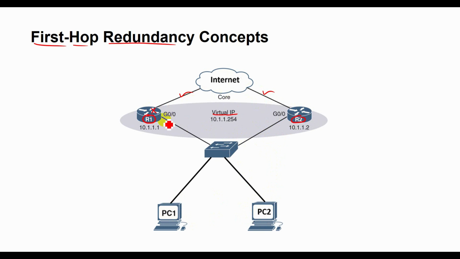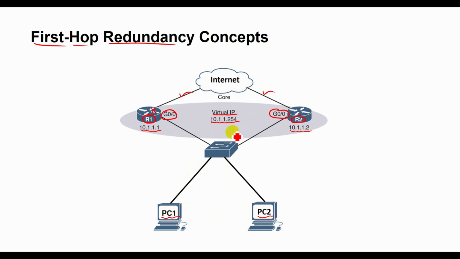In the topology, the Gigabit Ethernet 0/0 interfaces on router 1 and router 2 are configured with the IP addresses 10.1.1.1 and 10.1.1.2, which are in the same subnet. However, both routers are also configured with the virtual IP address, which is 10.1.1.254. This virtual IP address is the default gateway address configured on the end devices.